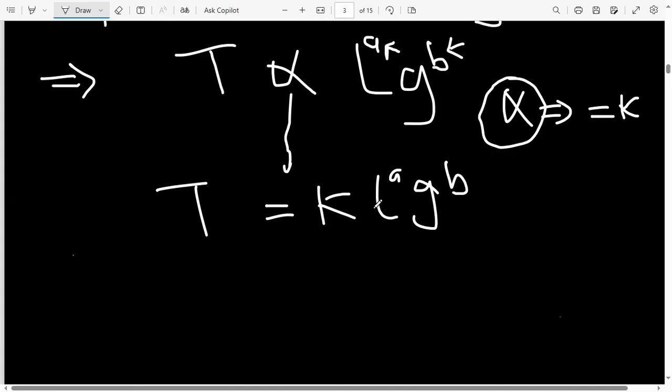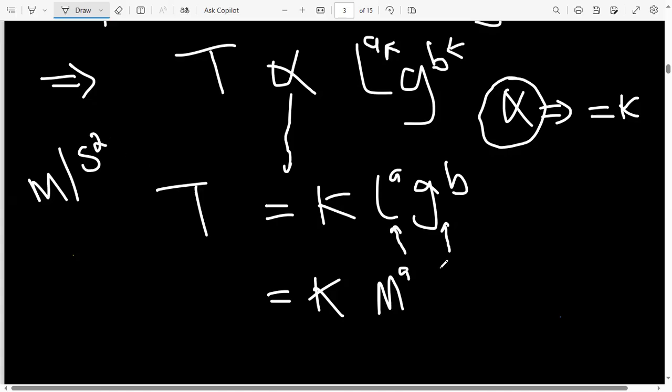Anyway, after you do this now, you have to get the dimensions of this L and the dimension of this G. So we know that L is length. Length is measured in what? Meters. So we're going to say this is equals to K. Where there's L there, I'm going to put M to the power A. And then this is G. They said G is the acceleration due to gravity. So the important word there is acceleration. What are the units for acceleration? It's just meters per second square like that.